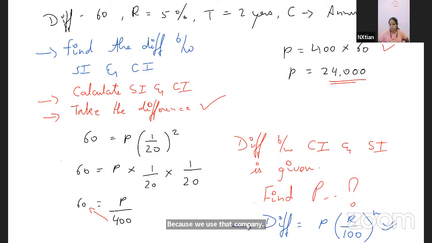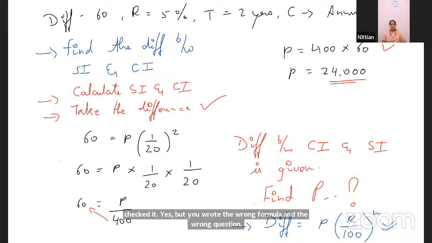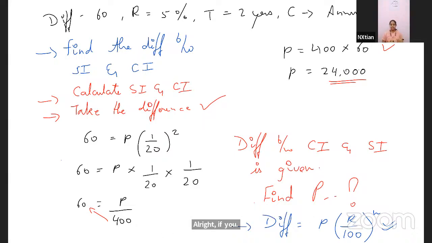Okay, I have shown both these things before in the class, like how do you do the difference questions and how do you do the principal questions. Ma'am, this is what I've written in the test. I checked the test, but you wrote the wrong formula for the question. Okay, that is why you got the marks cut. All right, if you would have written the CI and SI formula in question three, I would have given you half marks or whatever.